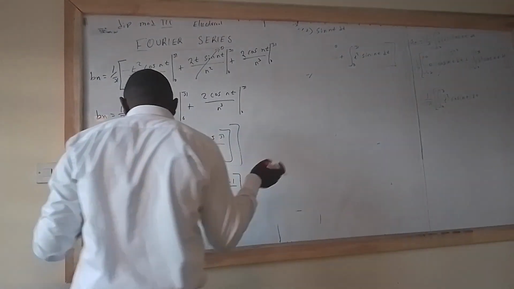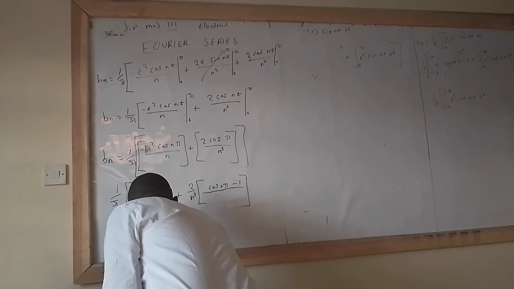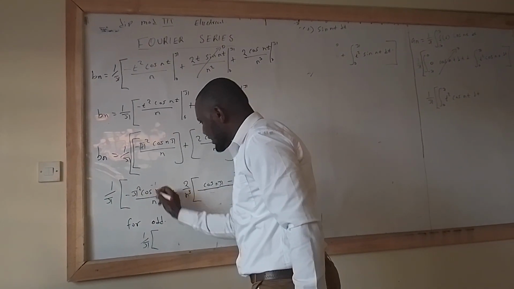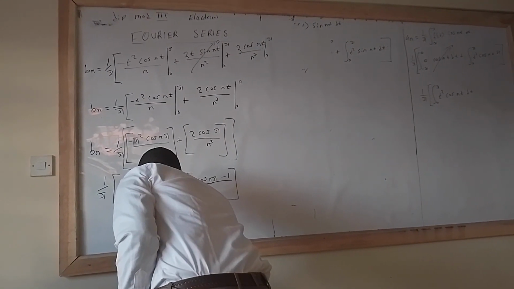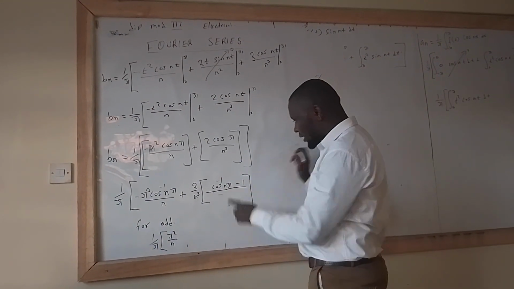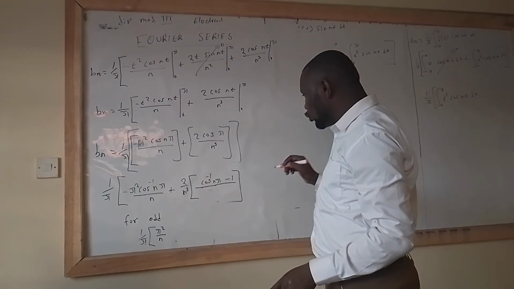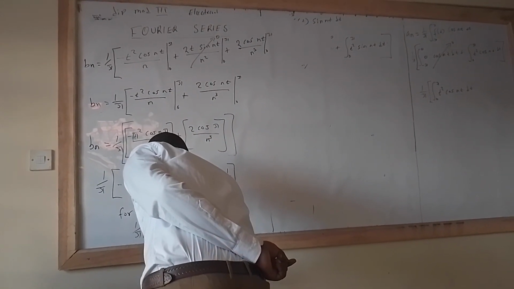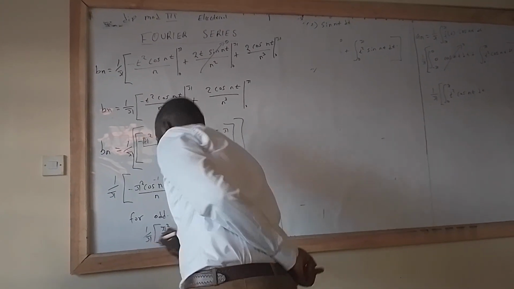So therefore, let's do this one together. Negative pi. So of course I have 1 over pi. Open the bracket. Negative pi squared cos n pi. So this one will be negative 1. Negative 1 multiplied by this one, I remain with pi squared divided by n. Plus, what about this side? This one is negative 1. Negative 1 minus negative 1, it is negative what? Negative 2. So negative 2 multiplied by this one, it will be negative 4 over n power 3.